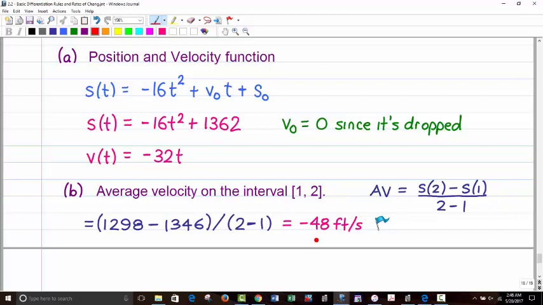Now, the negative just means that velocity involves direction. See, speed doesn't involve direction. Speed is always positive, but the negative just means it's heading downward at 48 feet per second.